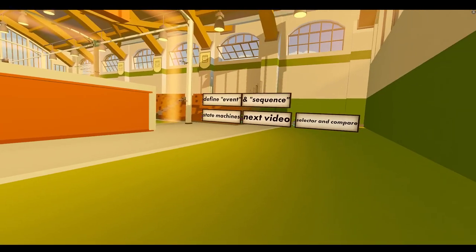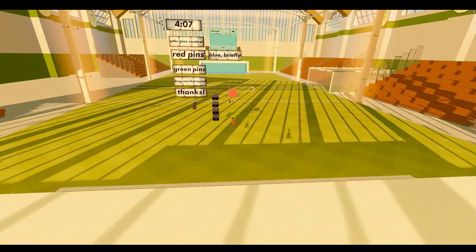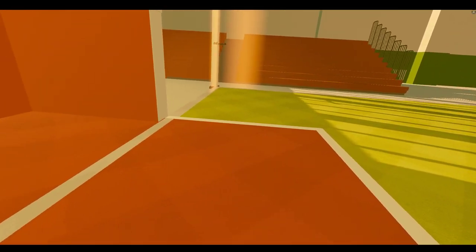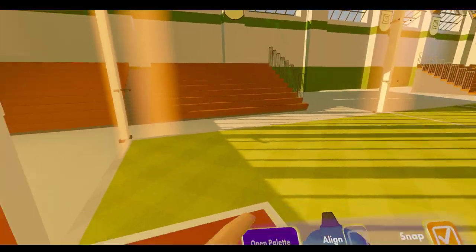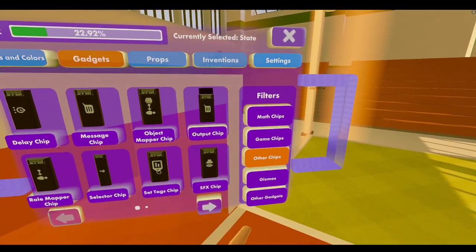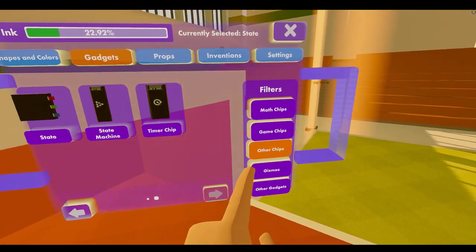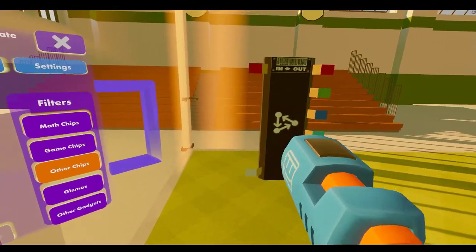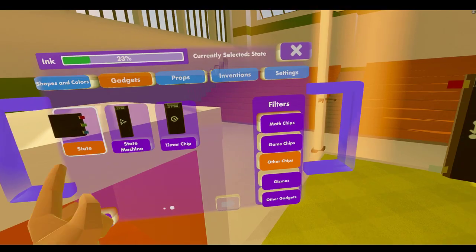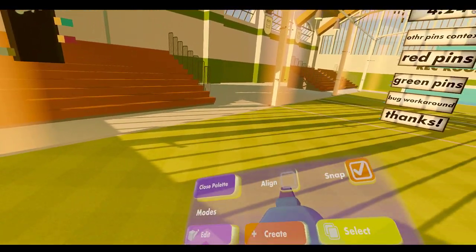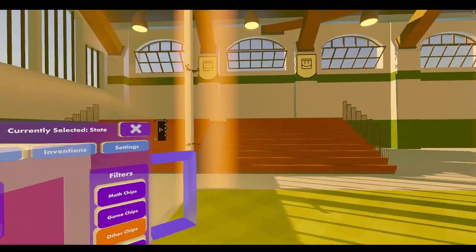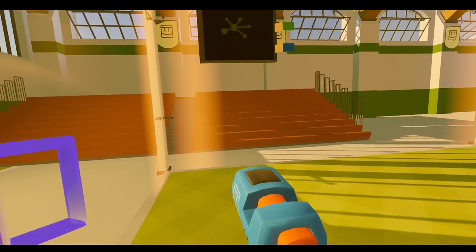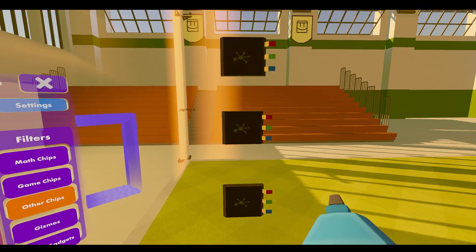So let's go over here and start setting up that state machine again so I can walk you all through it. The first thing I want to talk about is, remember, to spawn a state machine. It's under other chips, second page. Just pull it right out. And I'll get these out here while I'm in the menu. We're going to do those 4 events again. So I'm going to spawn 4 states. Just 1 state for each event. And you'll see why in just a moment.